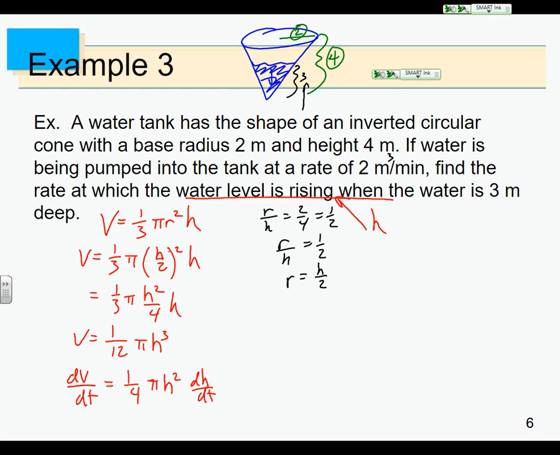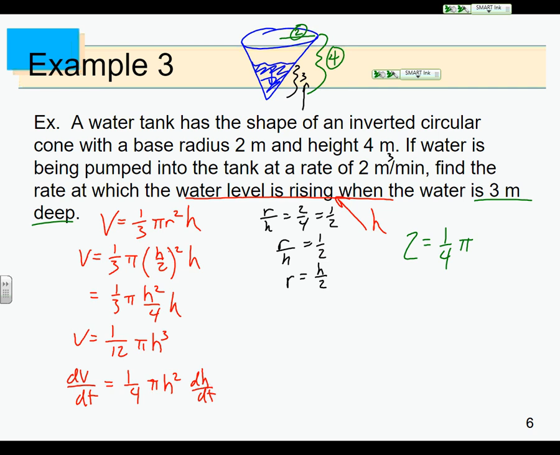So that's another reason to leave h in the equation and substitute in for r. So now I am just going to substitute in what I know. I know that water is being pumped in at 2 meters per second. Isn't that right? I worked it differently in my notes. We're just going to go with it. Water's being pumped in at 2 meters per second. And then I got 1/4 pi. And then I'm wanting to know the level of the water when the water is 3 meters deep. So that's my snapshot. That's my instantaneous height that I want to find the rate for.